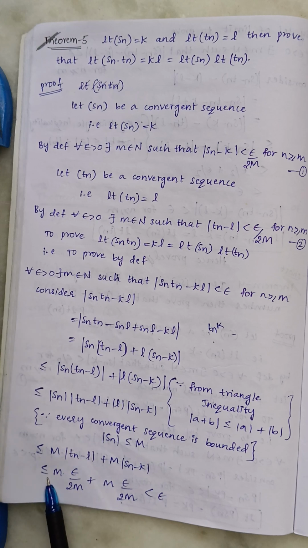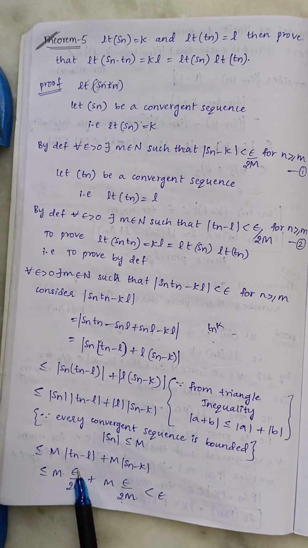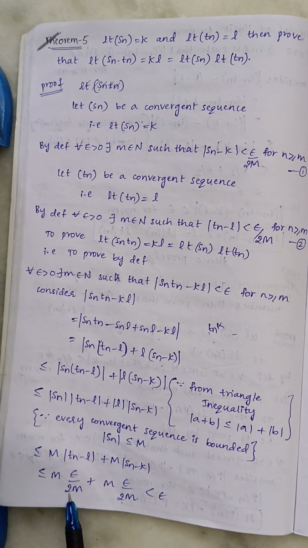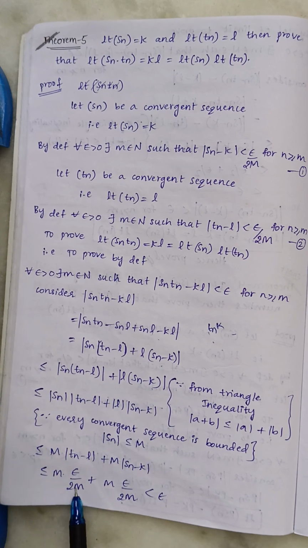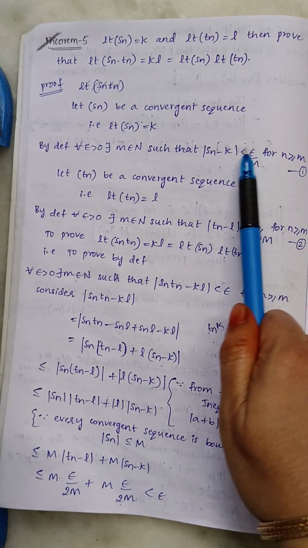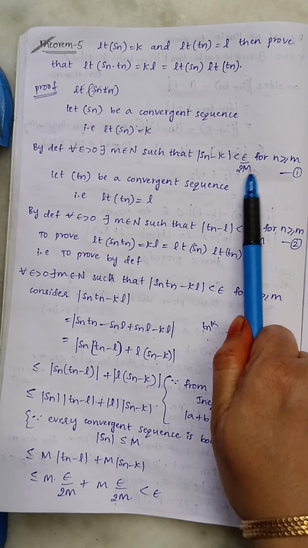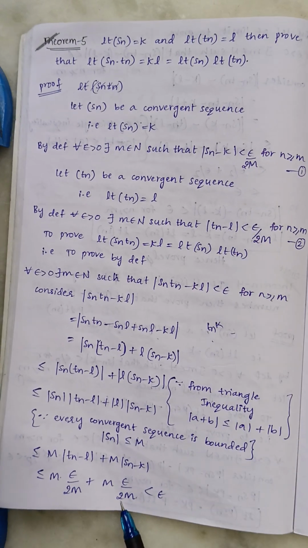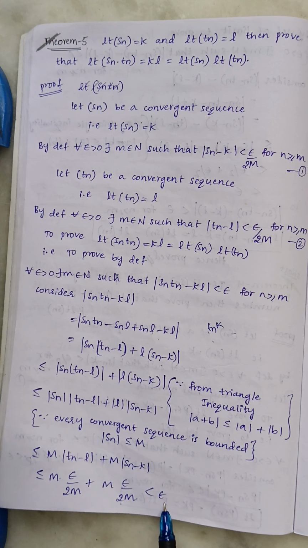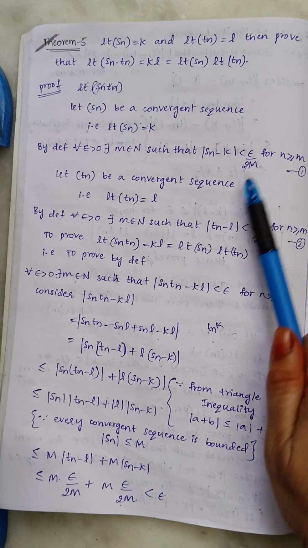Then m gets cancelled, of course. Again epsilon is getting, so epsilon plus epsilon, 2 epsilon will come. That's why we are taking divided by 2m. Then what will happen? M gets cancelled here. Here this into Sn minus k is also less than epsilon by any number we can write. Here I am writing 2m, then m gets cancelled, then epsilon by 2 plus epsilon by 2 will become epsilon. That's why, for our convenience, we are taking here by 2m.